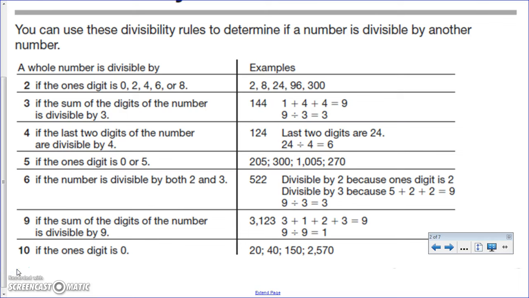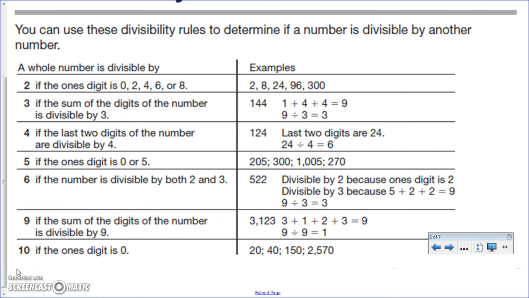A number is divisible by 3 if the sum of the digits of the number is divisible by 3. So if we take 144, we add the digits together. 1 plus 4 plus 4 is 9. 9 is divisible by 3, so 144 is also divisible by 3.